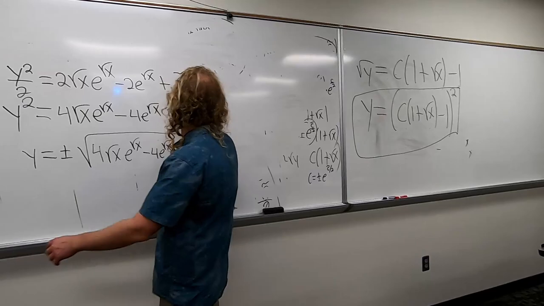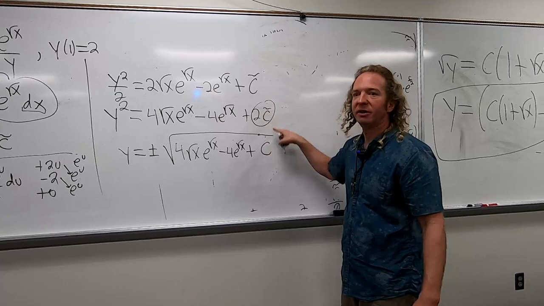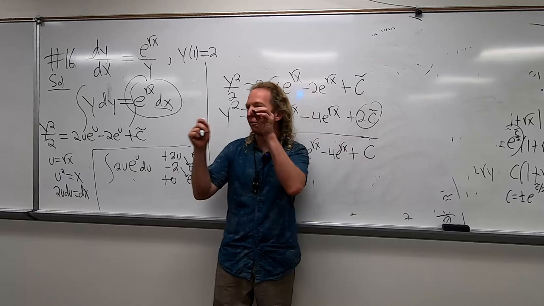So 2c just stays c because it's an arbitrary constant. So we just called this c. You can say it, but it's not necessary. You didn't even have to do it, actually. I think I've done this problem both ways. I've left it as 2c, and then I've solved for c, and I still get the same answer. I think. We'll find out.